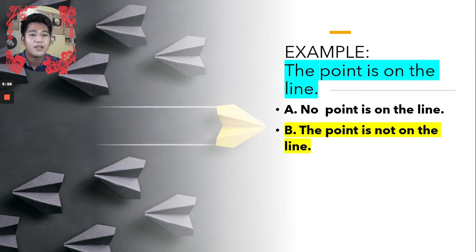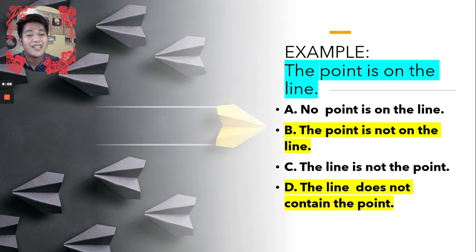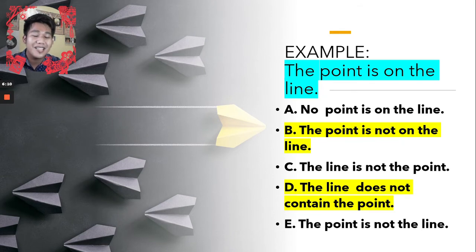Another one. The point is not on the line. Letter C: the line is not the point. The line is not the point, obviously. The line does not contain the point. Yes, the point is not the line. The same. Okay. We have this 5, wherein it may appear like a negation, but it is not.